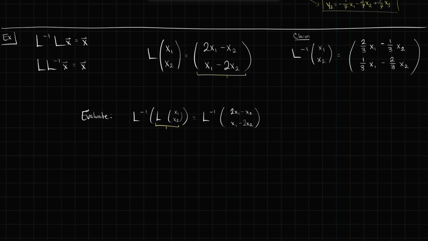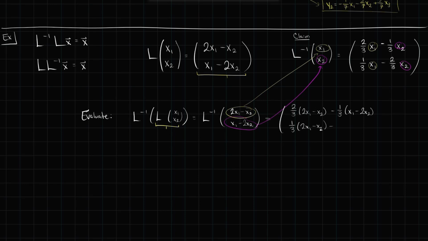Now when I evaluate this L inverse, I'm thinking about the first entry as taking the role of x1 here, and the second entry as taking the role of x2. If I actually perform that evaluation, what I get is 2/3 times the first input, which was 2x1 minus x2, then minus 1/3 times the second input, which was x1 minus 2x2. The second row, I end up with 1/3 times the first input, 2x1 minus x2, minus 2/3 times the second input, which was x1 minus 2x2.